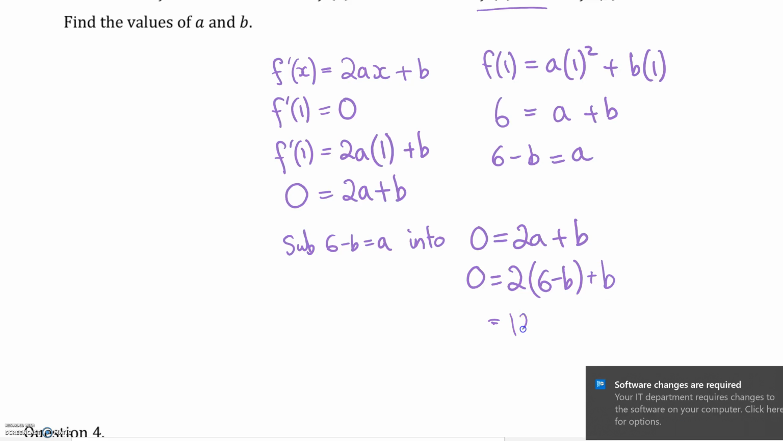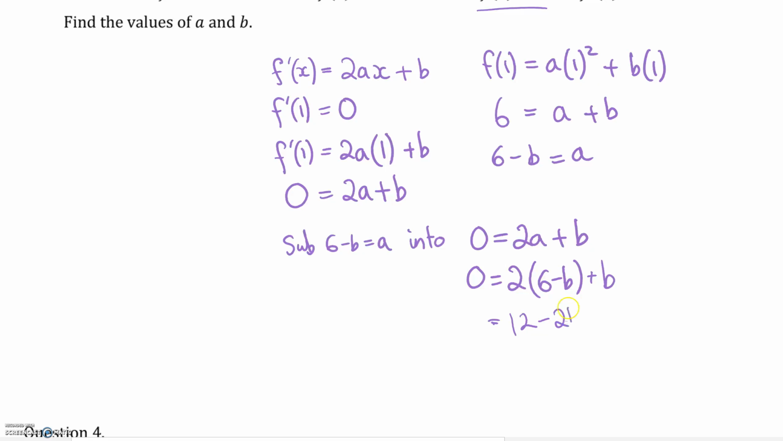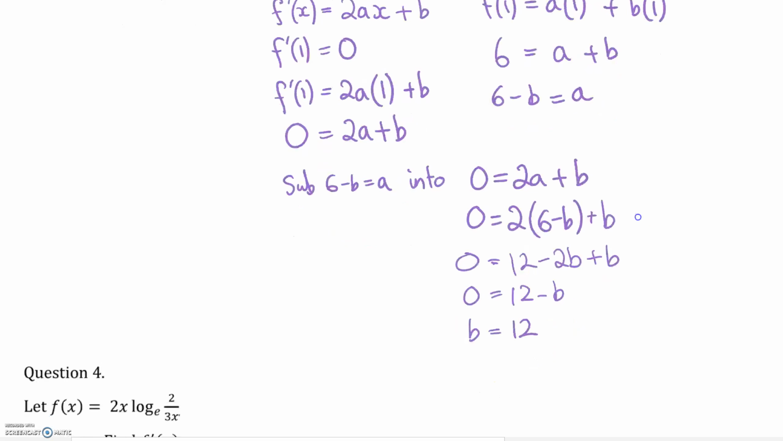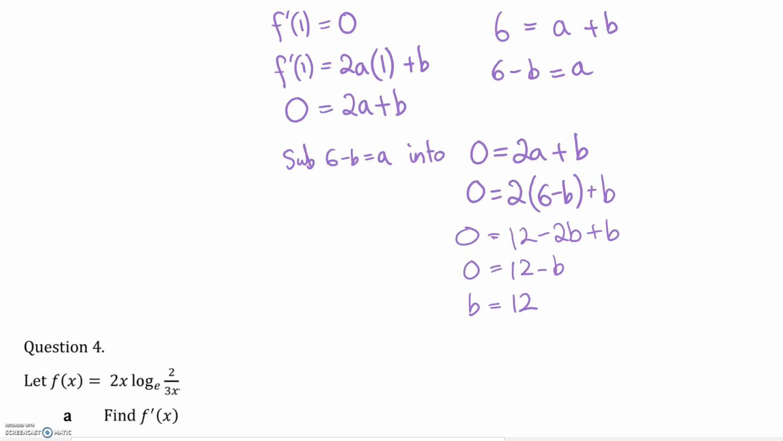And then I'm going to get 12 take 2b plus b. And then I'm going to get 0 is equal to 12 take b. So b is equal to 12. Then I can just substitute this b equaling 12 back into either of these equations really. In this case I'm just going to sub it into this one.